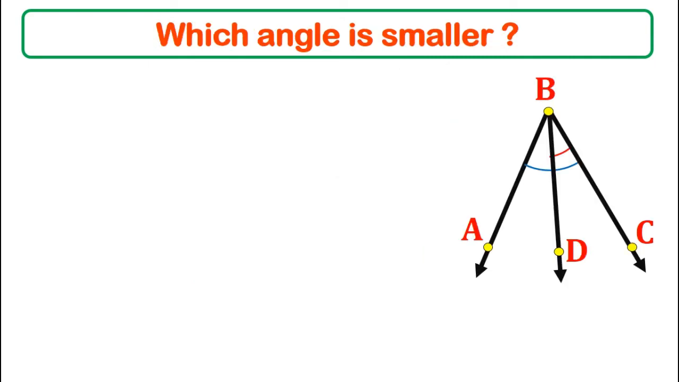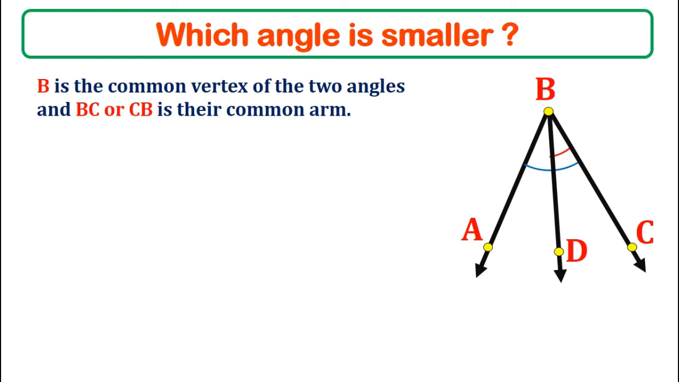Let us look at another example where we can see that there are two angles, angle ABC and angle DBC given. One can also name these angles as angle CBA and angle CBD. But remember, since B is the vertex, it should be written in the center. So, we now have to find out which is the smaller angle out of these two given angles. Here, as we can see, B is the common vertex of the two angles given beside, and BC or CB is their common arm.